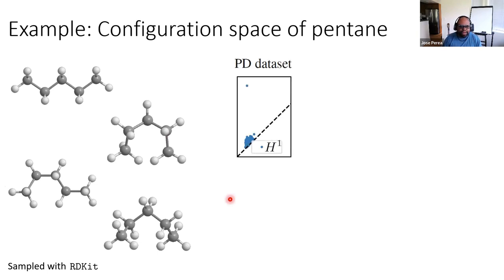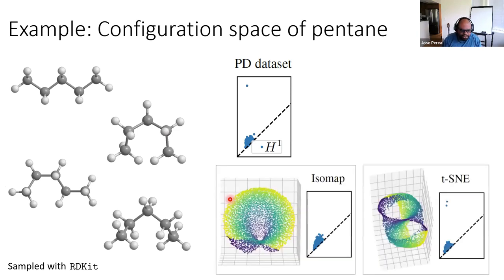Here's the persistence diagram for that data set. So you get a very persistent class in dimension one. So that is very, very telling. Here are two dimensionality reduction algorithms applied to this data set. So first you have Isomap. And on the lower right, you have t-SNE, which is again a very popular machine learning dimensionality reduction algorithm. And they do a terrible job in reconstructing the topology of the configuration space, right? The barcodes or the persistence diagrams are completely different from those of the data set.